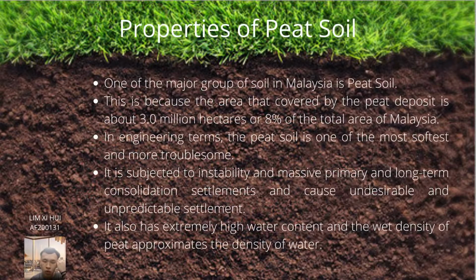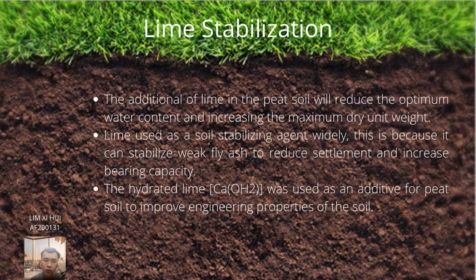The property of peat soil: it is a major soil group in Malaysia because it covers 3.0 million hectares or 8% of the total area of Malaysia. It also has high water content, and the wet density of peat approximates the density of water. There are two types of stabilization.